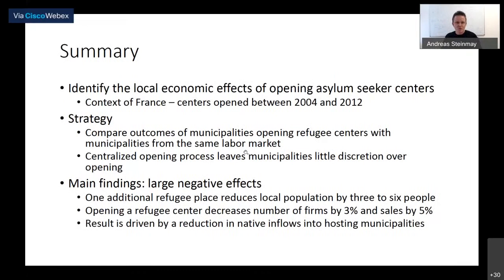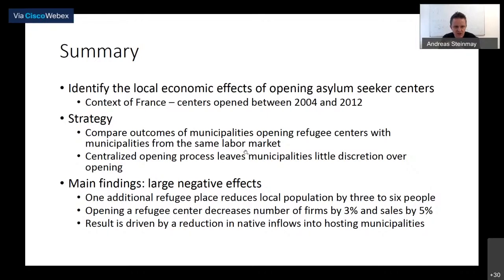So the paper tries to identify the local economic effects of opening asylum seeker centers. Local economic effects expressed as the number of population in these municipalities, but also in other measures of economic activities. They do this in the context of France. So they look at asylum seeker centers, relatively small scale centers that were opened between 2004 and 2012. So that was a period before the big increase in 2015.